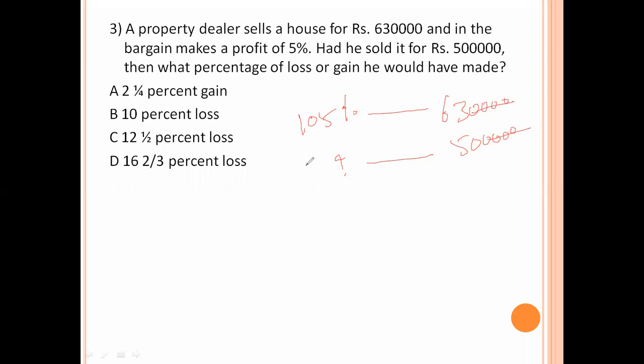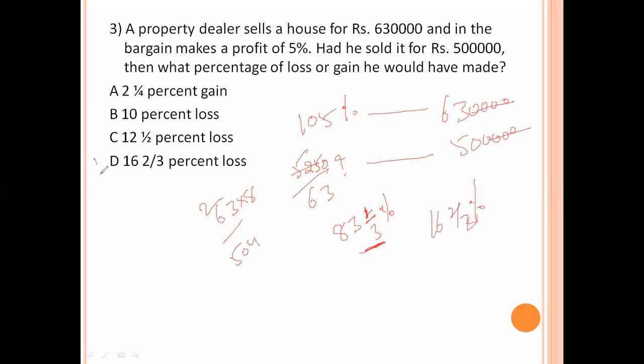Cross multiply, 5 fives are 25, 5 ones are 5, 0, divided by 63. 63 eights are 504. We get 83 1 by 3. So the remaining value is how much less than 100? 16 2 by 3%. So option number D is the right answer.